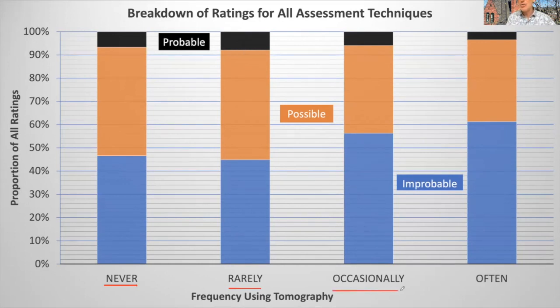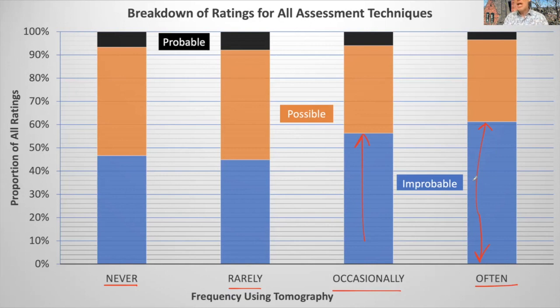People who occasionally used tomography, most of the ratings were improbable. So almost 60%, like 55% improbable. And then people who often used tomography, same thing, over 60% gave improbable ratings. So there's a suggestion here that being familiar with a technique doesn't necessarily mean that you use it all the time, obviously. And that appears to be influencing how people assign likelihood of failure ratings after using each of these techniques.